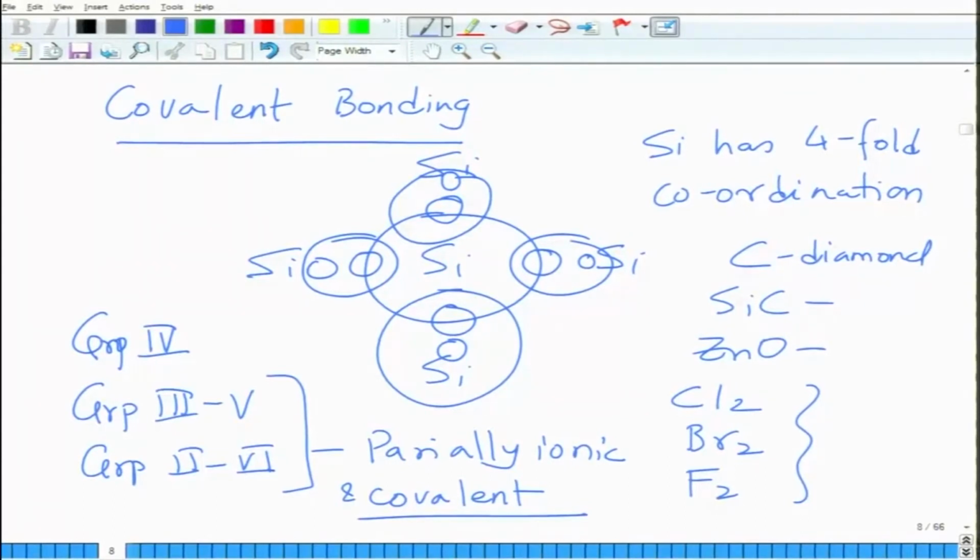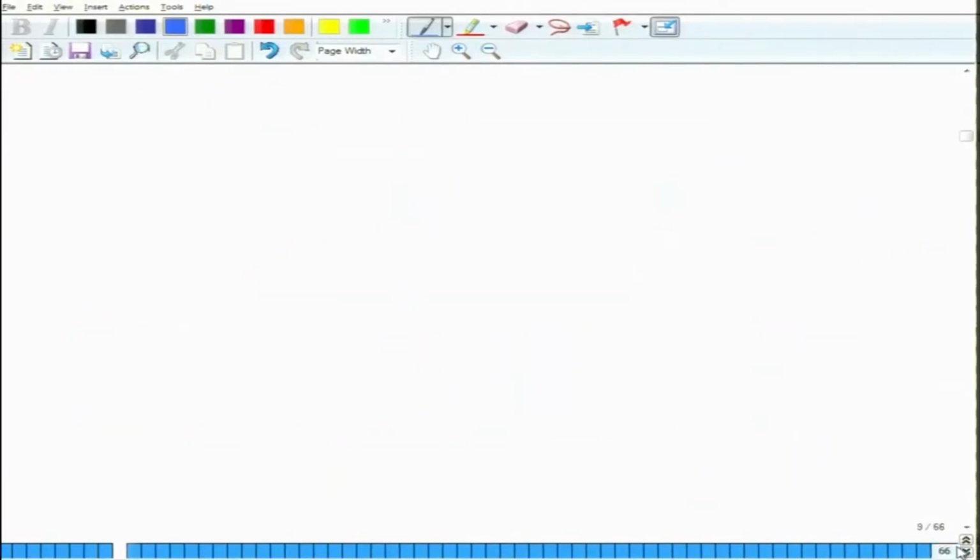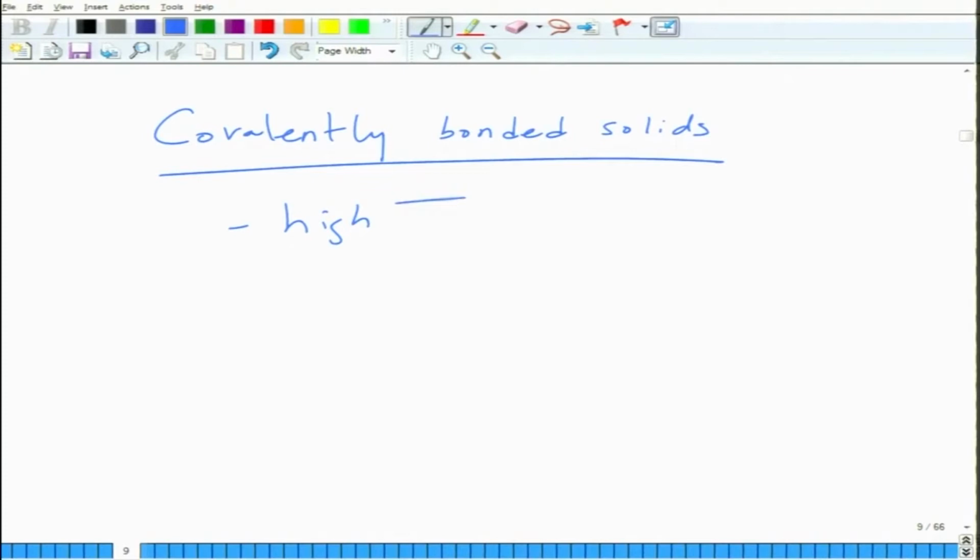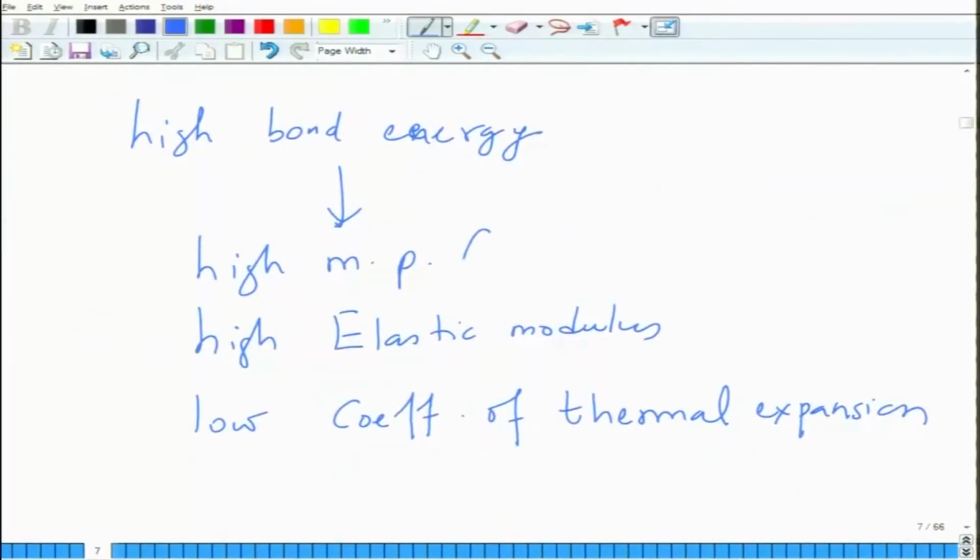Again, they have similar characteristics, they have high bond energy. A covalent bond typically is characterized by high bond energy. As a result, covalent materials also have similar characteristics. Covalently bonded solids have high Tm, high E, which is basically elastic modulus, and low alpha, coefficient of thermal expansion. Okay, I'll also write in the previous slide Tm, E and alpha.